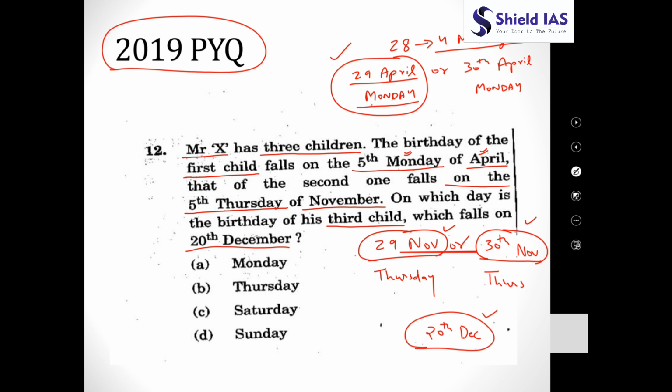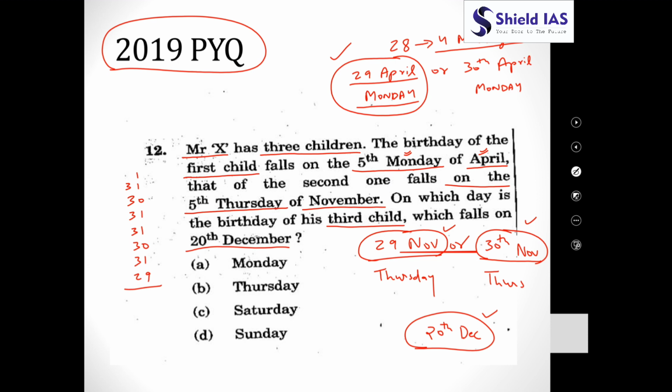So 29th April, how many days are there in April left? 1 day is there in April, right? Then there comes May, which consists of 31 days. Then June consists of 30 days. Then July consists of 31 days. August consists of again 31 days. September consists of 30 days. Then October consists of 31 days. And in November we will be adding only 29 days. Why 29 days? Because we have to go to 29th November, right?